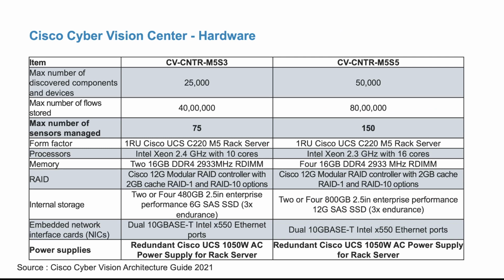From a scalability perspective on dedicated on-prem hardware, there are a number of components that could be devices. The S3 is a bit on the smaller scale, and the S5 is on the larger scale. So based on the design or scale that you're looking at, we can design accordingly. These are basically M5 servers which have been customized to run Cisco CyberVision.